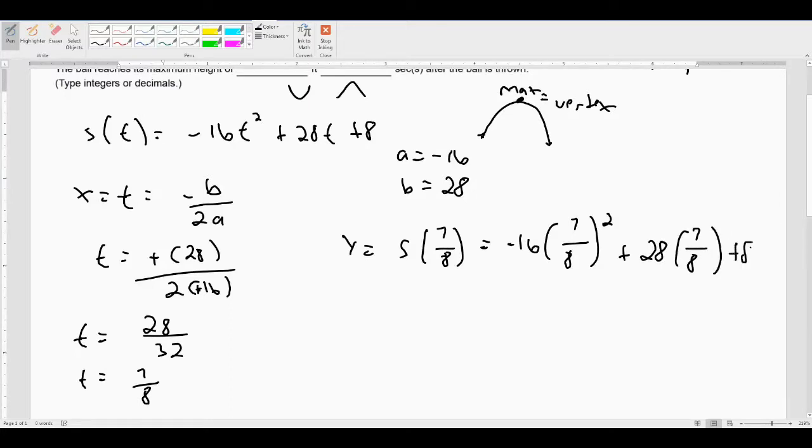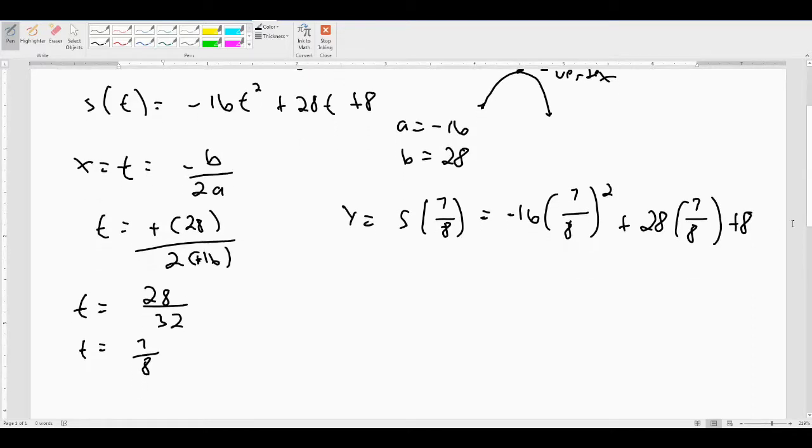And you could use decimals. I'm just using fractions, and a lot of times it may say use decimals. If it does, then you use 0.875. I'll use a calculator here in a second to show you all that.